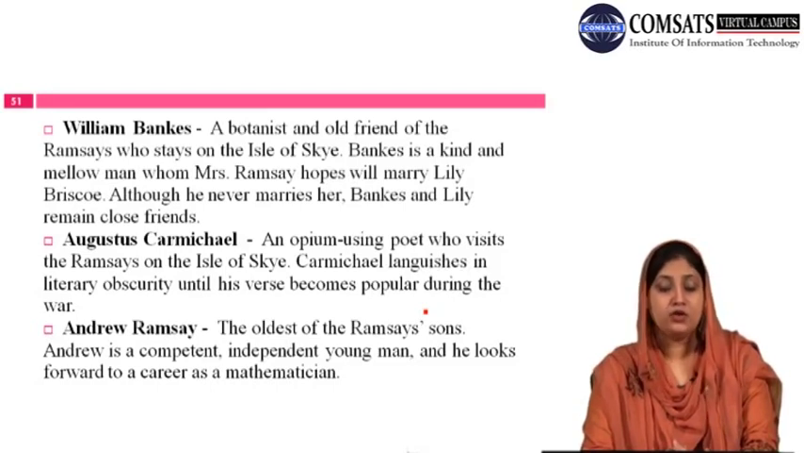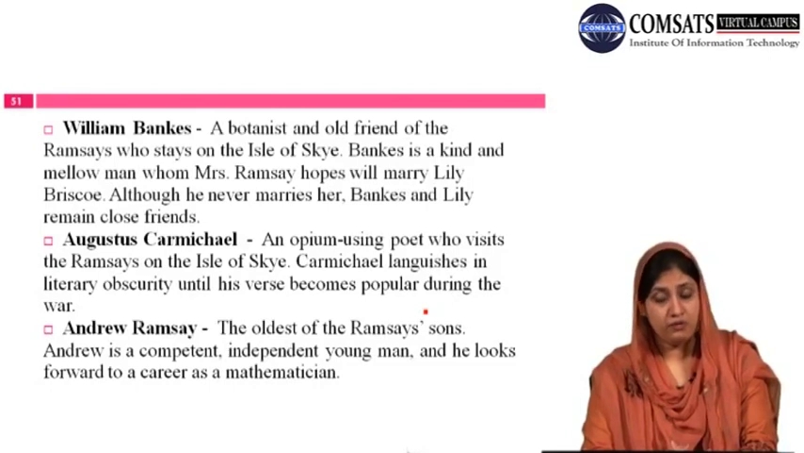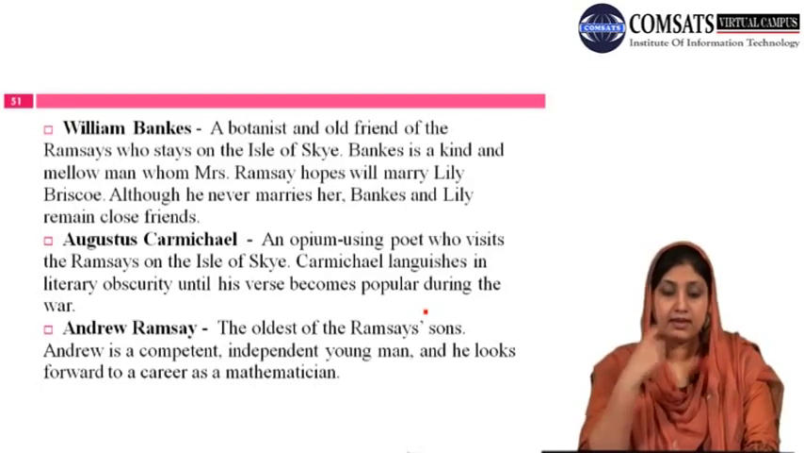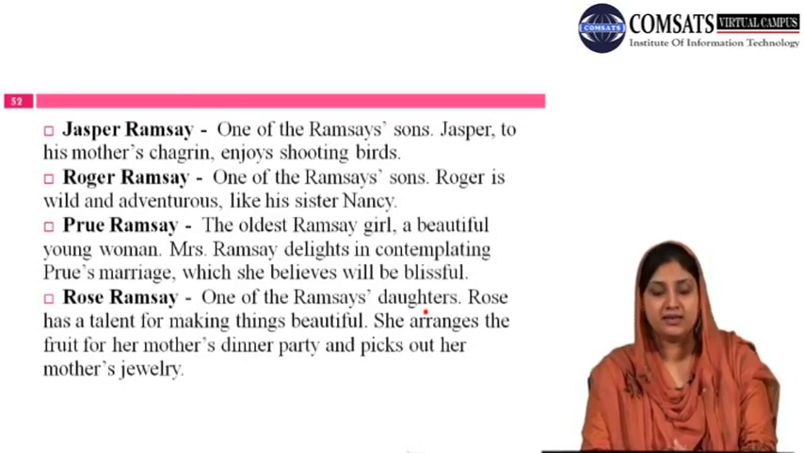Augustus Carmichael, an opium-using poet who visits the Ramsays on the Isle of Skye. Carmichael languishes in literary obscurity until his verse becomes popular during the war. Andrew, the oldest of the Ramsays' sons. Andrew is a competent, independent young man and he looks forward to a career as a mathematician. Jasper Ramsay, one of the Ramsays' sons, to his mother's chagrin, enjoys shooting birds. Roger is another son who is wild and adventurous, like his sister Nancy.